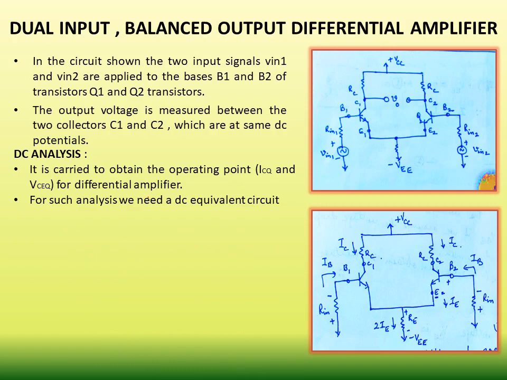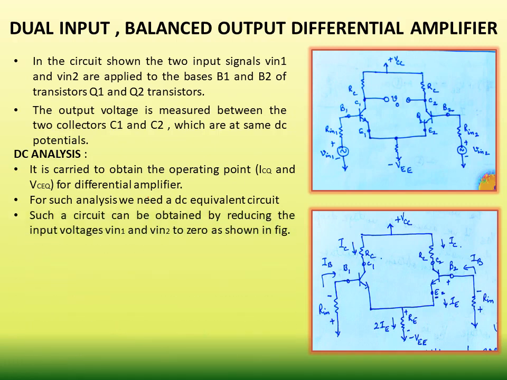For such an analysis, we need a DC equivalent circuit. Now, how can the DC equivalent circuit be obtained? Such a circuit can be obtained by reducing the input voltage VIN1 and VIN2 to 0 as shown in figure 2. If we compare both the figures, in first figure it is observed that VIN1 and VIN2 are applied at the two bases, while in second figure they both are reduced to 0 or they are replaced by input resistor.